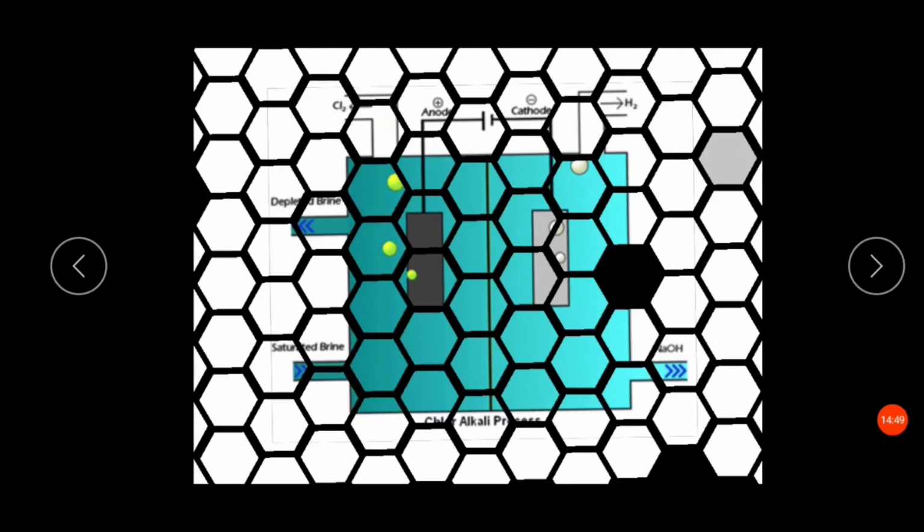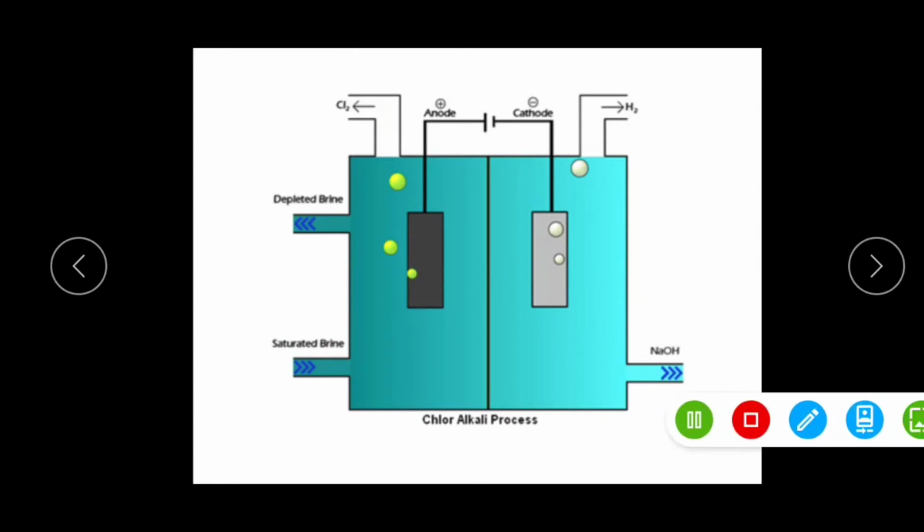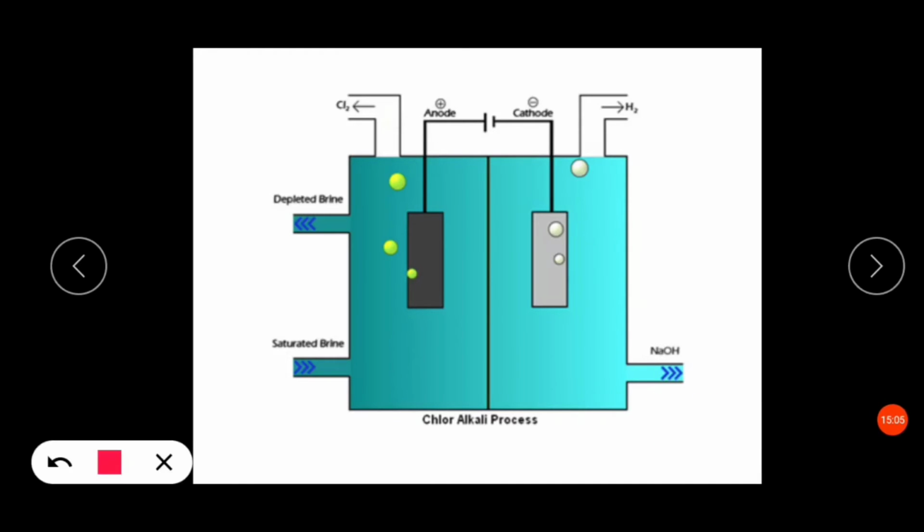So this is the apparatus where NaOH is produced. Here, saturated brine, that is the solution of NaCl, goes into the tank. Now two electrodes, the anode and cathode, are immersed in the tank having saturated brine solution. Both the electrodes are connected to the battery.